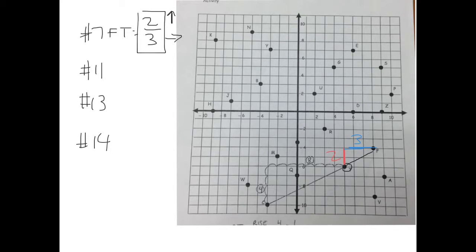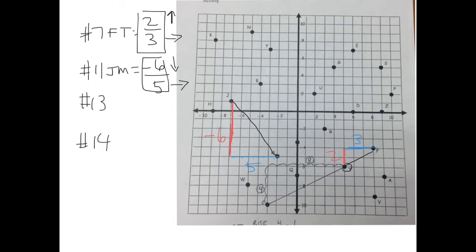And let's try number 11. 11 says from John to Mario. So I need to find John, Mario. Yep. The major thing I notice about this line is that it is going downhill, and that's going to change the slope to be a negative number. So I go down, and that's down 1, 2, 3, 4, 5, 6, down 6. You count spaces. Then we go over 1, 2, 3, 4, 5, over 5. So our slope is down 6 over 5, and that is reduced also down 6 over 5. So negative 6/5 is the answer to that one.